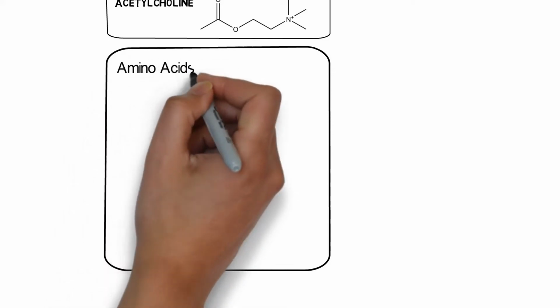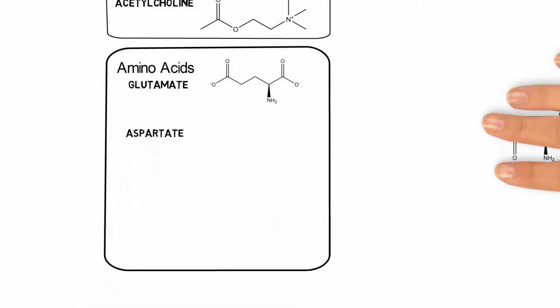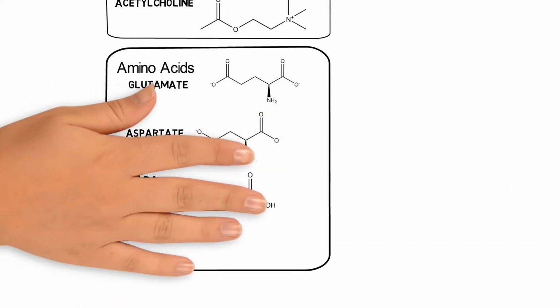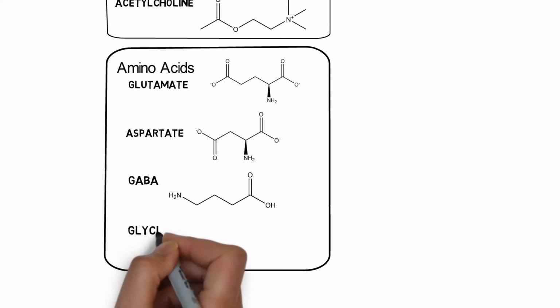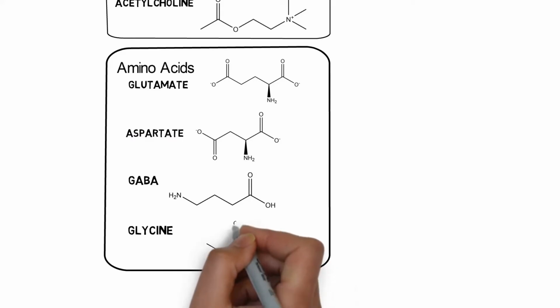The amino acid category contains glutamate, aspartate, GABA, which is gamma-aminobutyric acid, and glycine. These four chemicals are the same amino acids used to produce proteins.